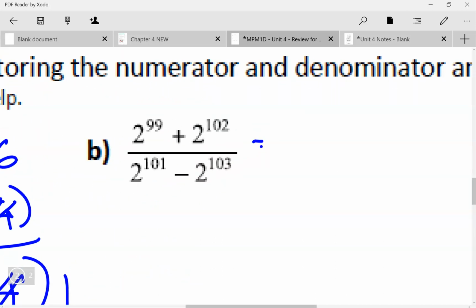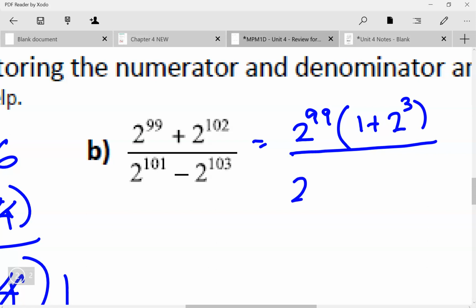Okay, again, the numerator lower power is 99. Do division. The denominator lower power is 101. Do division.